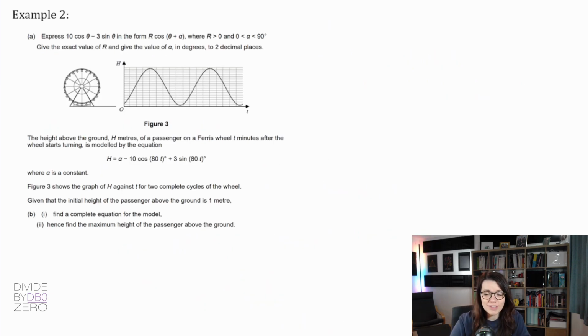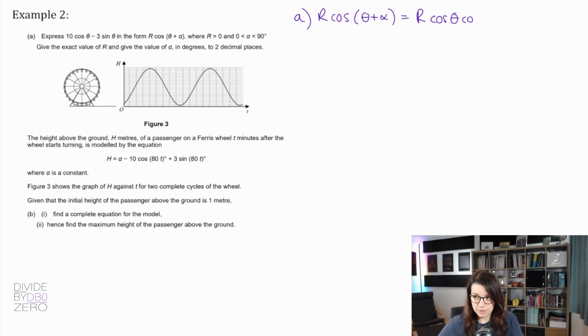Example 2. Part A is just asking us to express 10 cos theta minus 3 sine theta in the R cos theta plus alpha form. I have made another video on this, so you can go ahead and check that out if you haven't already. So part A is nothing to do with modelling really. It's just a classic case of turning that expression into a different form. To do that, we expand R cos theta plus alpha first, using the formula book, is this. And then we do a spot the difference.